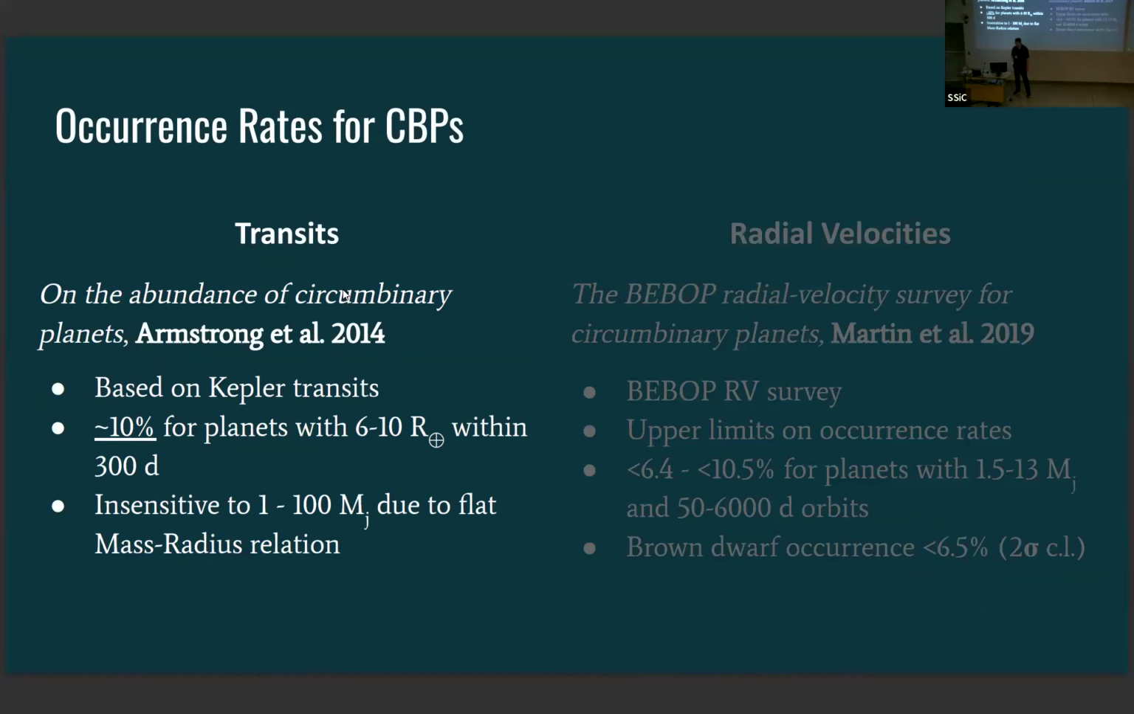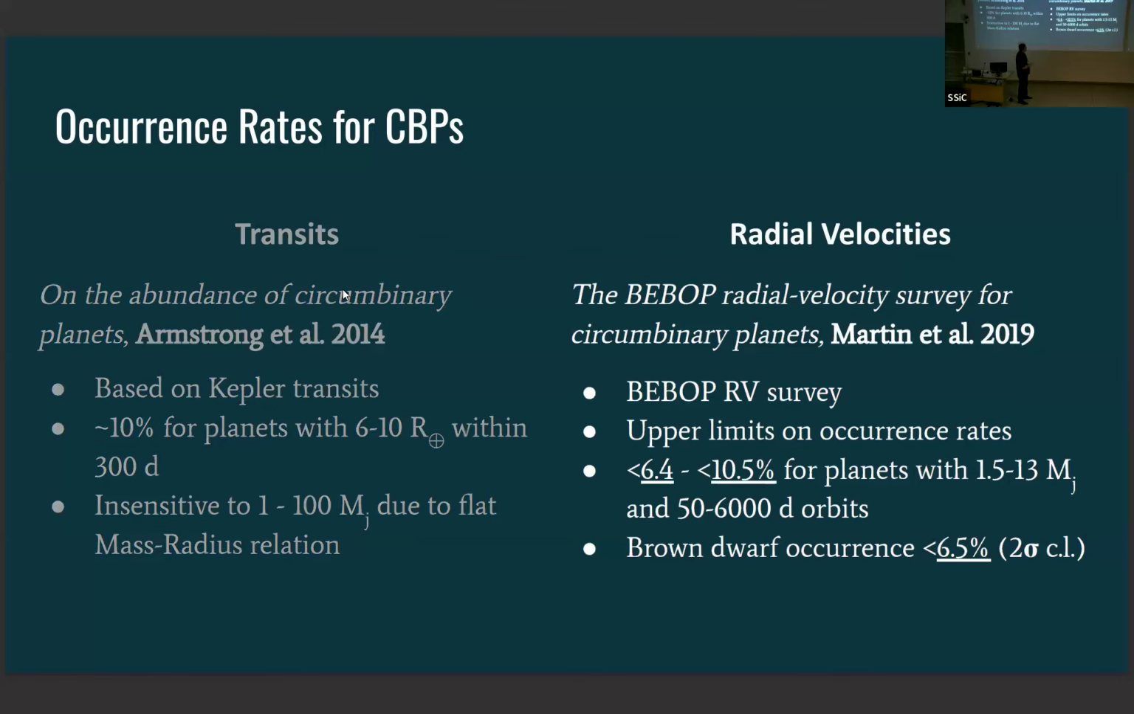So what we know about their occurrence rates is that they're not that much studied in the literature up to now. There are two major studies. One is based on transits, the other one based on radial velocities. The study based on Kepler transits was more than 10 years ago. They found the occurrence rate for planets between the sizes of more or less Neptune and Jupiter within 300 days or shorter orbital periods to be 10%.